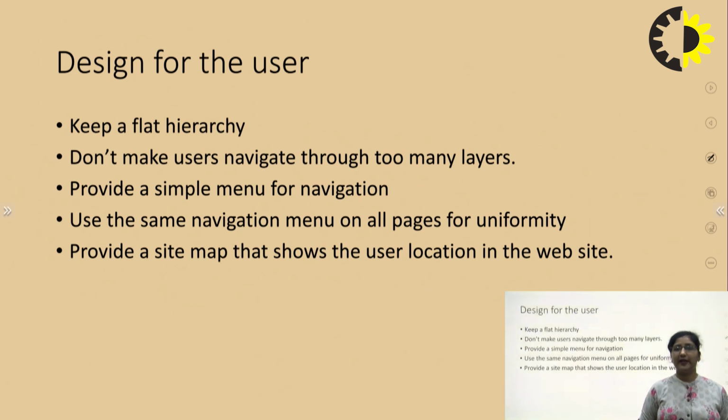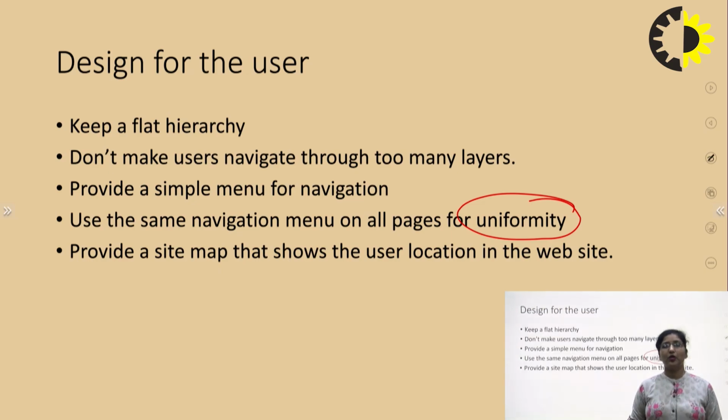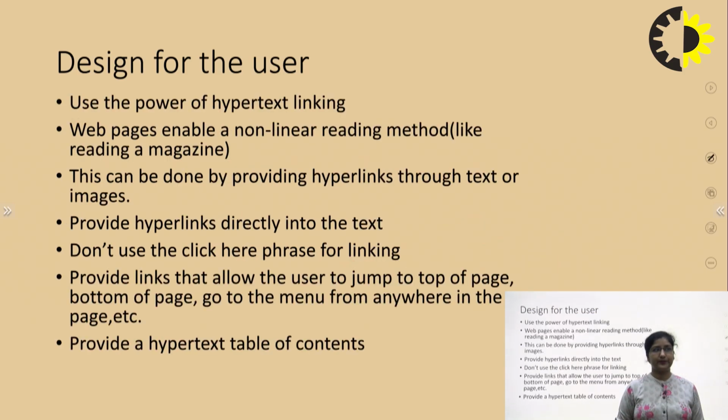We can also keep a flat hierarchy so that we do not make users navigate through too many layers. We can provide a simple menu for the navigation. Use the same navigation menu for all the pages for uniformity, because this uniformity is important. If the user is not able to get uniform data or a uniform design across all the web pages, then he is going to be confused. And once the user is confused, the website is of no importance. After that, we provide a sitemap that shows the user's location on the website.